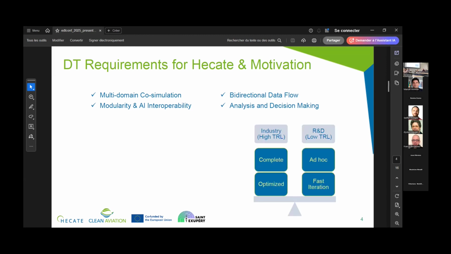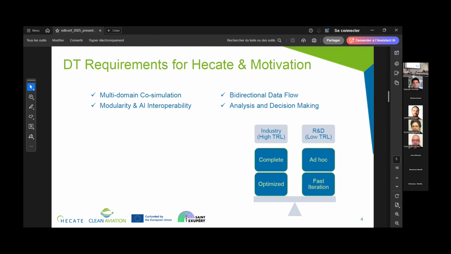In the ecosystem of digital twin tools, I roughly categorize them as industrial and research oriented. Industrial ones are more oriented to standards, to completeness, to optimization. And the research ones are more bricks developed a little bit, on the shelf, that you can get and use. And the focus is more on fast iterations.